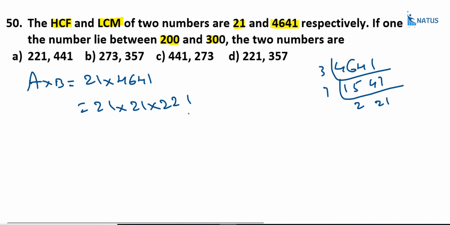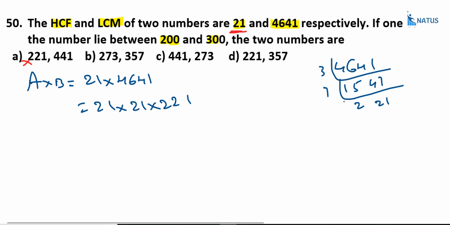One number is lying between 200 and 300. So what is the answer? 221 into 441. But you must observe what is the HCF of these two numbers, that is equal to 21. What is the meaning of the statement? Here 21 is a factor of those two numbers or not. Here 21 is a factor of 441, but 21 is not a factor of 221. So option A is not correct. Be careful.